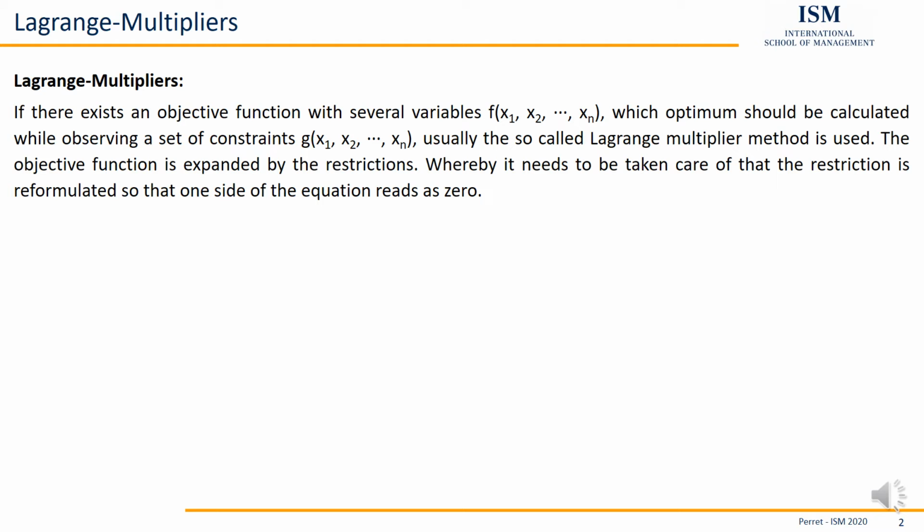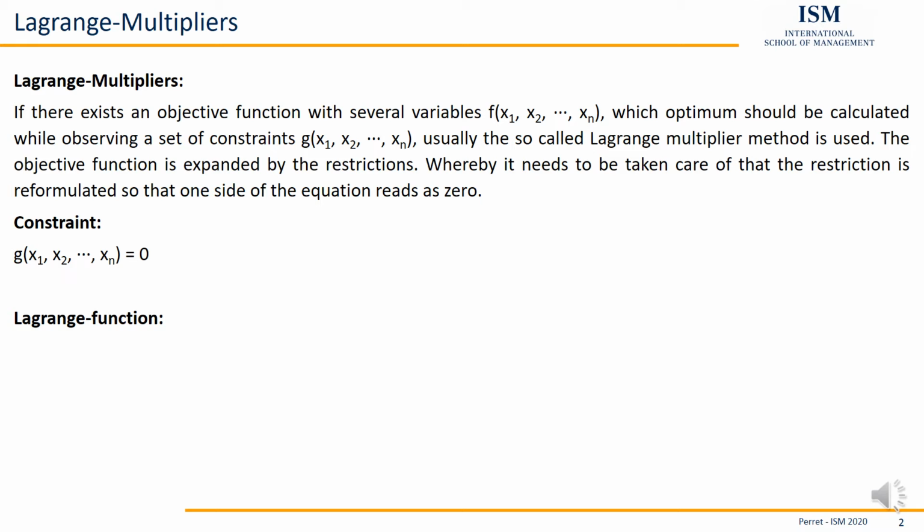And that's also the first important step to take. When you have your objective function f and your constraints g, first reformulate all constraints so that they read as equal to 0. So bring everything, all variables, all parameters, all numbers to one side of the equation so that it reads equal to 0. That's the first part.